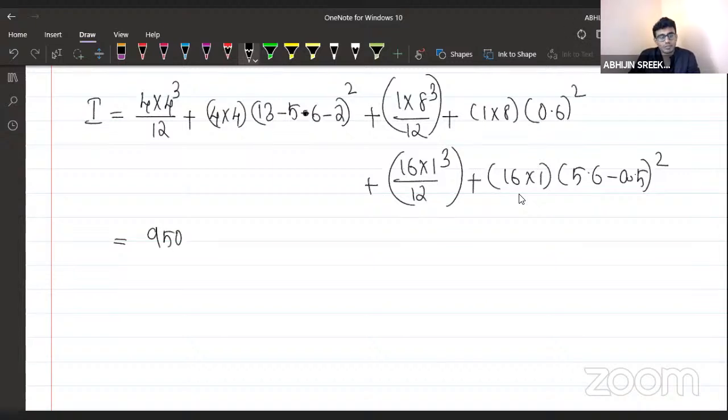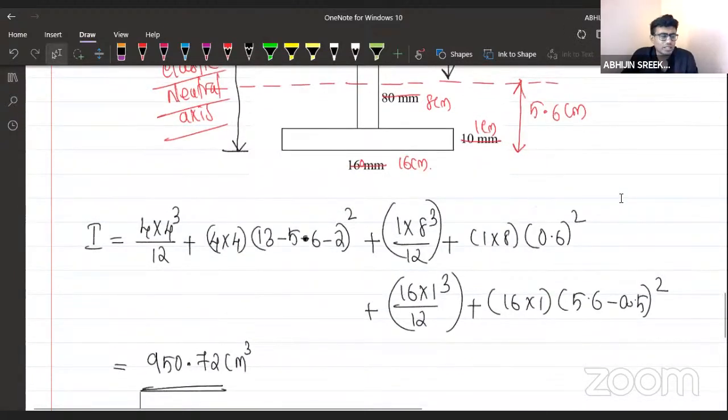This will be 950.92 or 72, something like this. I'm going to consider it in centimeter cube. This will be the I value. 950.72 centimeter cube will be the I value. You can just convert, you can just consider, you can calculate in the later stages.